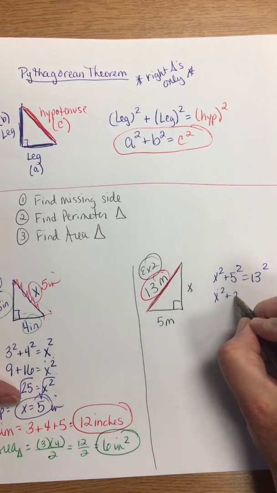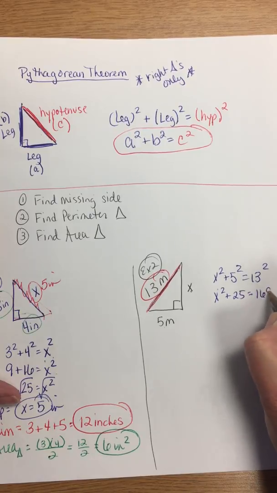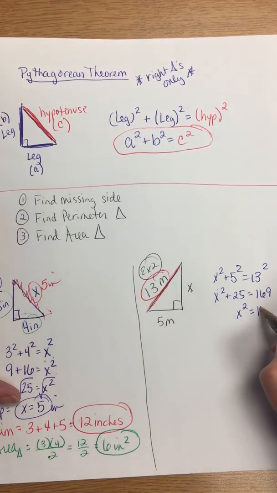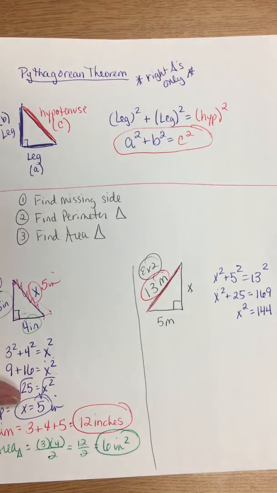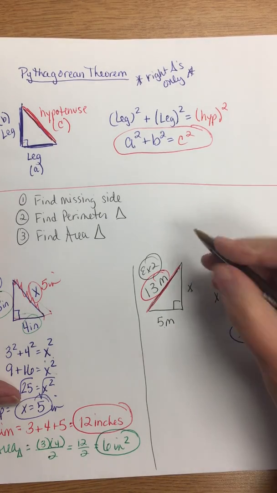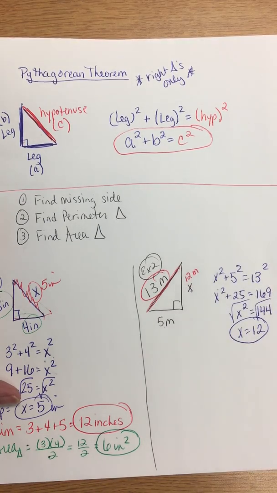So now it's X squared plus 25 equals 169. Subtract 25 from each side. And when you take away 25, you're left with 144. In order to find X, you would square root both sides, and X comes out to be 12. So your missing leg is 12 meters.